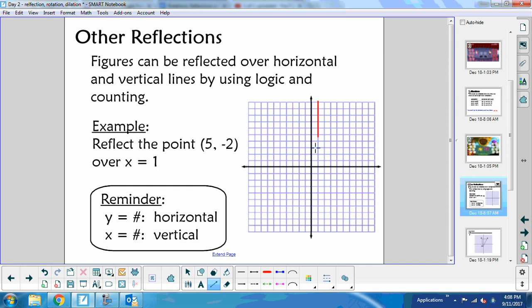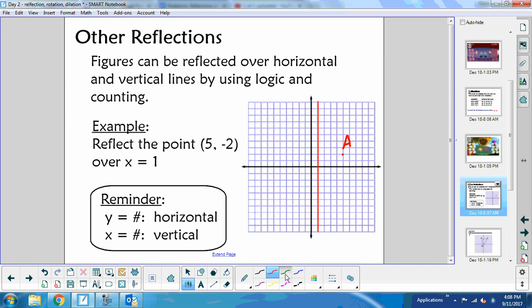So I'm going to go ahead and draw in that vertical line. It wouldn't hurt to sketch it if you had to do this. But I'm going to go ahead and draw that in. And I'm going to go ahead and plot my original point, 5, negative 2. 3, 4, 5, and 1, 2. Okay, so here is, I'll just call it A. Okay, there's A. So now I want to reflect it over this line.